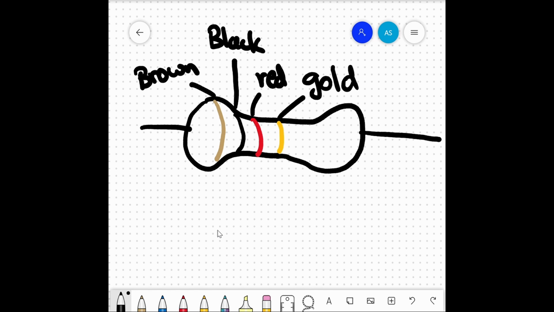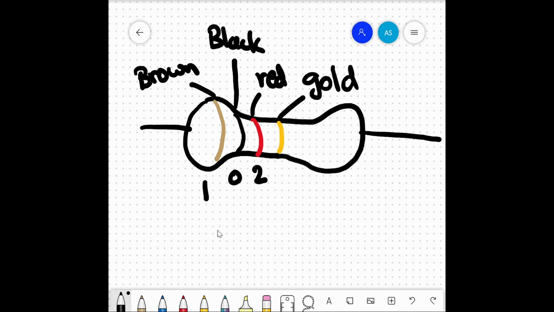Now let's take a 4-banded resistor as an example. Brown, black, red and gold. These are the lines that are drawn on the resistor. So the bands that are drawn on the resistor here will represent the numbers 1, 0 and 2. Let's just ignore this 4th band over here for now.